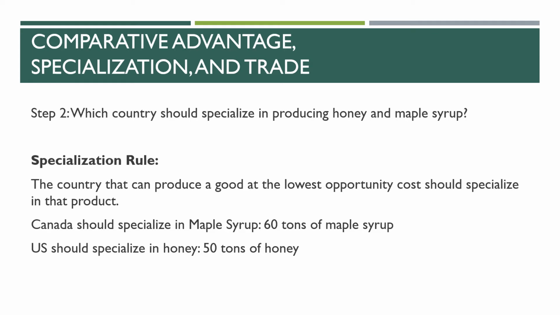So in this case, Canada should specialize in the production of maple syrup because they have a lower opportunity cost to produce it compared to the US. And when they devote all resources to produce maple syrup, they will get a total of 60 tons of maple syrup. On the other hand, the United States should specialize in honey, and therefore they can get the maximum of 50 tons of honey out of their production.